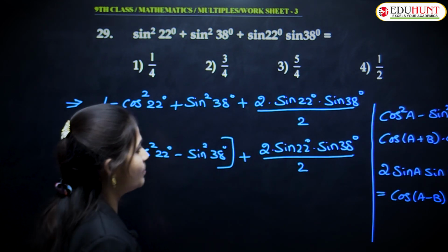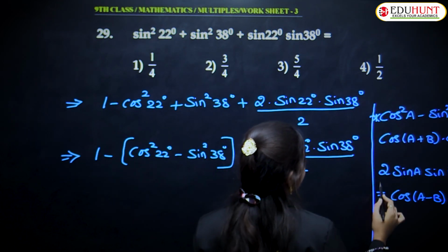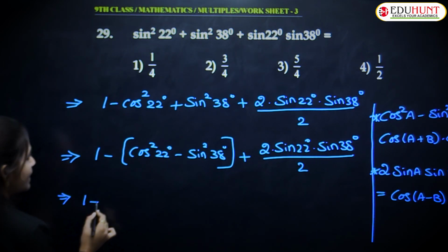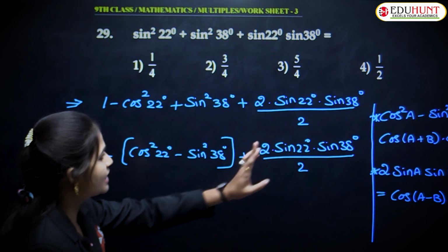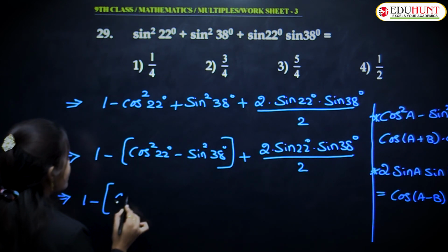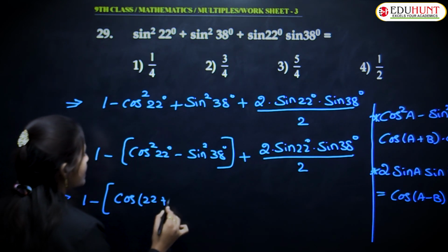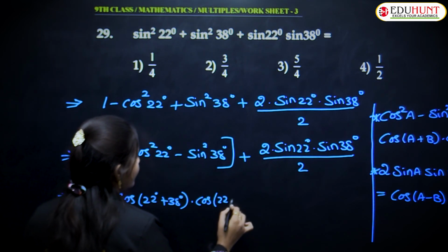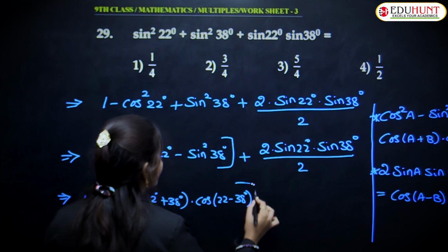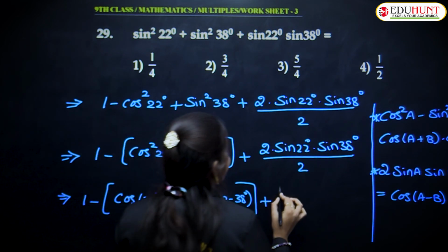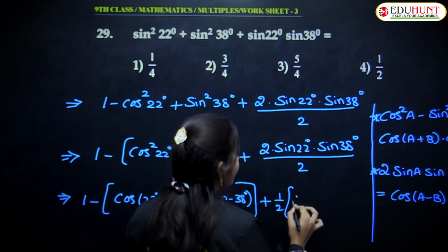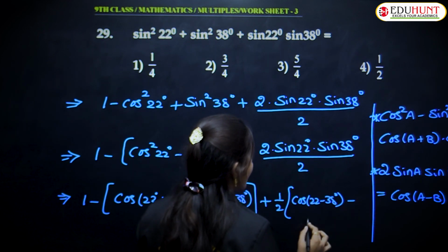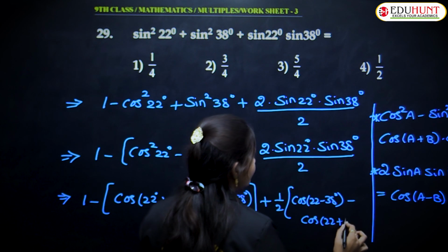Okay, so these two formulas here we have to use. First one: 1 minus, and in place of cos square A minus sin square B, what is that formula? Cos of A plus B. So 22 plus 38 degrees, cos of A plus B into cos of A minus B. Plus here 1 by 2 into, this one we can write as cos of A minus B, 22 minus 38 degrees, minus cos of A plus B.